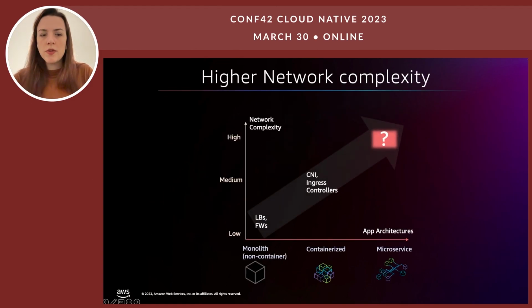Let's recap. We have seen how networking is handled in monolithic applications, and how Kubernetes answered to containerization with CNIs and ingress controllers. So let's talk now about how microservices are handled by the Kubernetes ecosystem and how the networking offering has evolved to answer the problems of having a distributed system.